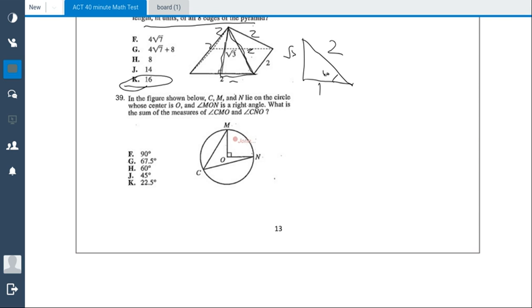For my circle, if this is 90 degrees, that means that the amount of degrees from there to there would be 270.